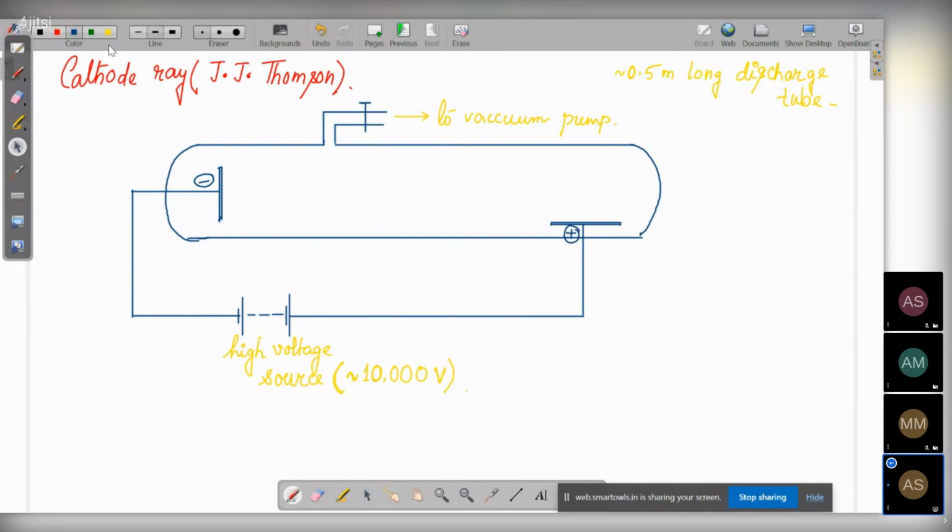Now the negative terminal is known as the cathode. And this positive plate is known as the anode. So this is the cathode, the negative terminal, and the anode being the positive terminal. Okay, so we have done the experimental diagram. Now we will see what is actually happening.